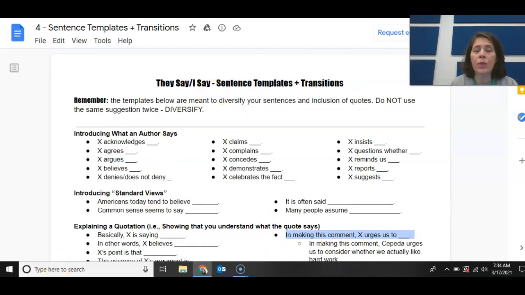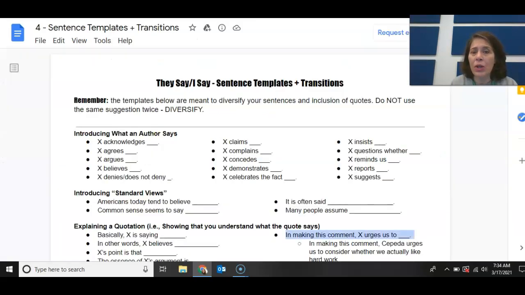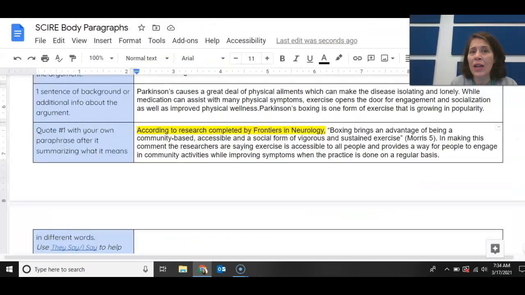So I'm going to go back to it, and let's see what I did. In making this comment, the researchers are saying, so that is directly from the document. Let me show it to you again. In making this comment, the researchers, okay, so that's the idea that I was using. In making this comment, the researchers are saying exercise is accessible to all people and provides a way for people to engage in community activities while improving symptoms when the practice is done on a regular basis. That's my summary of this quote.